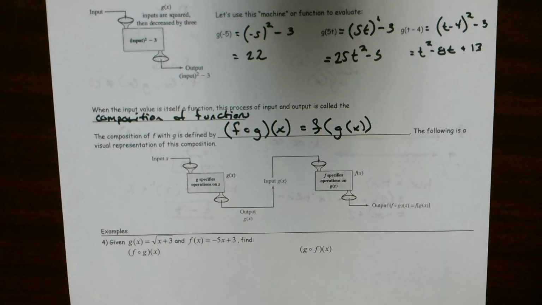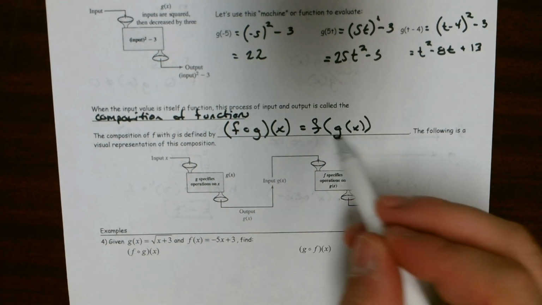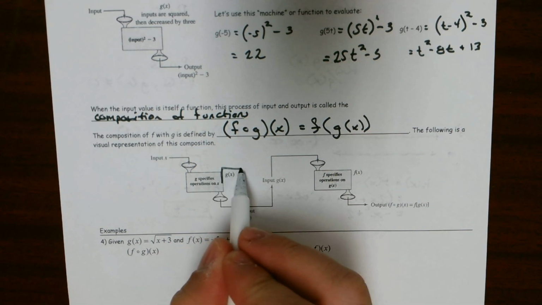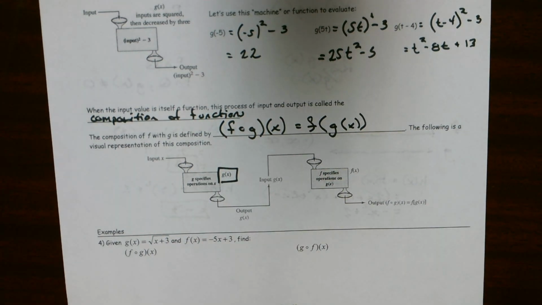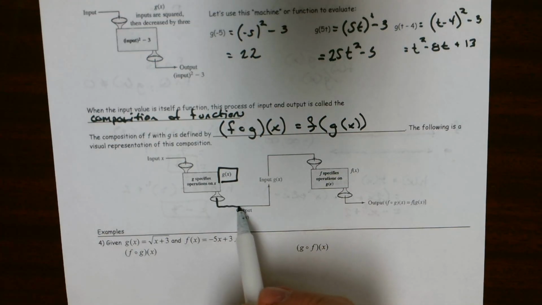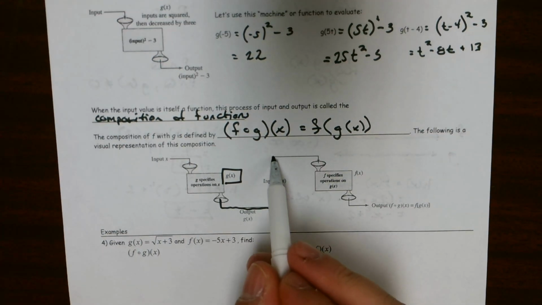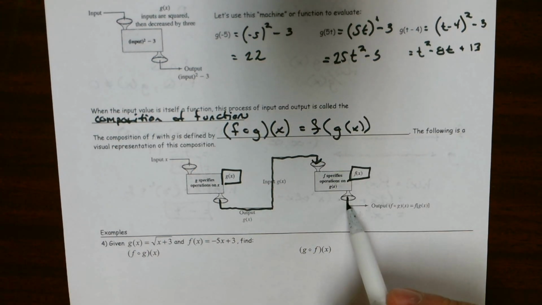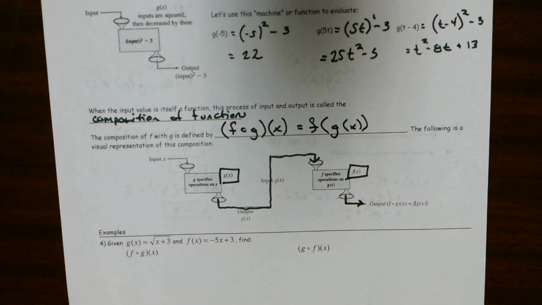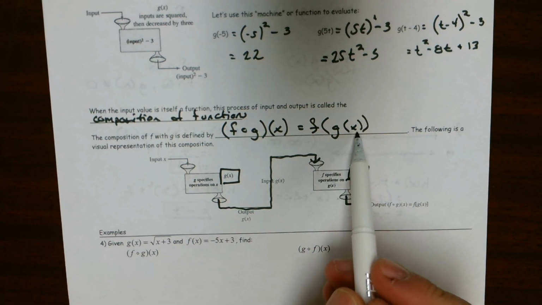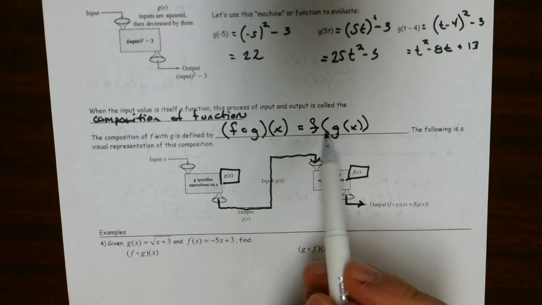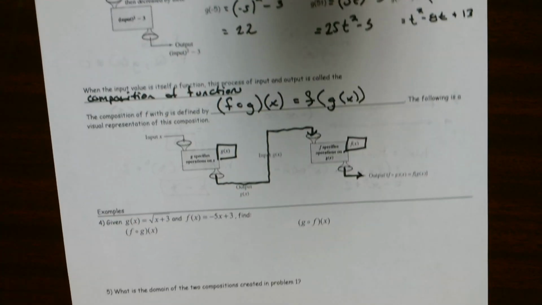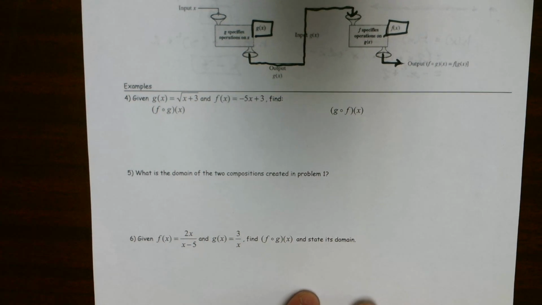You can see a little visual representation of what that means. When you have a composition of functions, you take x, you plug it into g first, you get something out, and then you plug that value into f, and then you get something out. So when you're reading this, you're taking your x value and plugging it into g first, and then f. You're working your way inside out, essentially. Okay, so let's take a look down here at some examples.